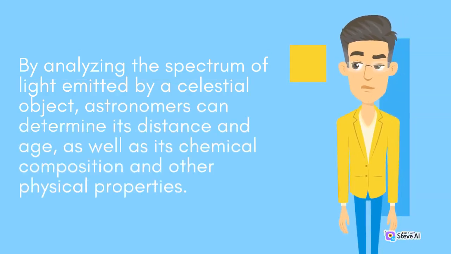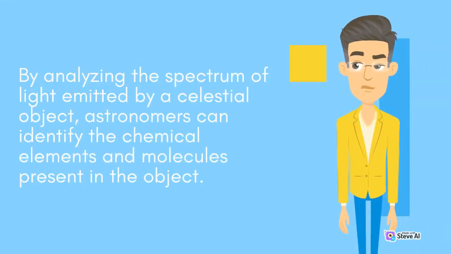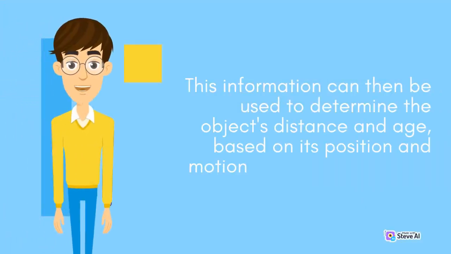By analyzing the spectrum of light emitted by a celestial object, astronomers can determine its distance and age, as well as its chemical composition and other physical properties. Spectroscopic measurements are based on the fact that different elements and molecules emit or absorb specific wavelengths of light. By analyzing the spectrum, astronomers can identify the chemical elements and molecules present in the object. This information can then be used to determine the object's distance and age, based on its position and motion relative to the Earth.